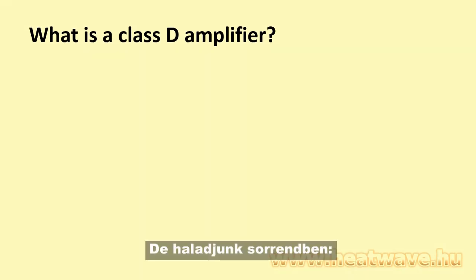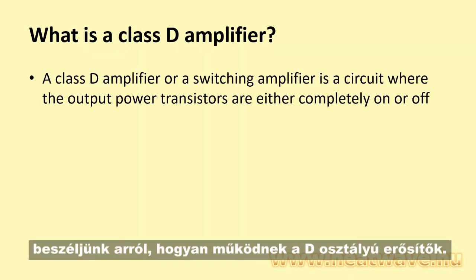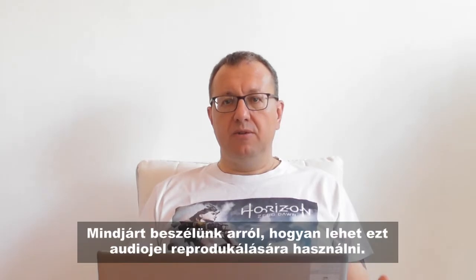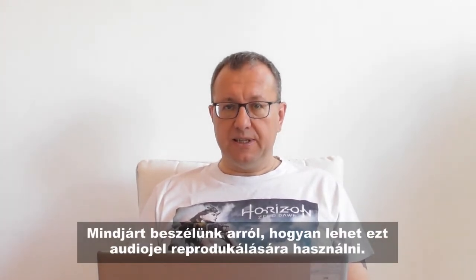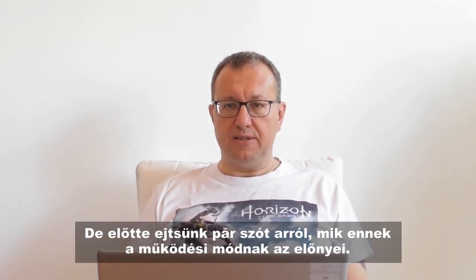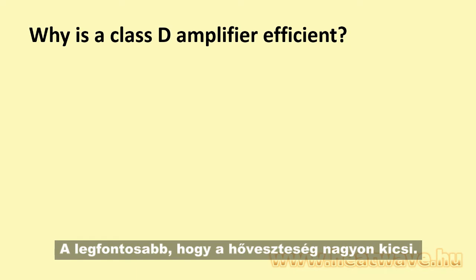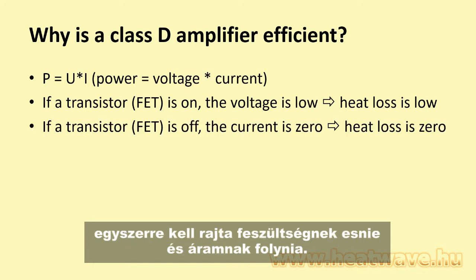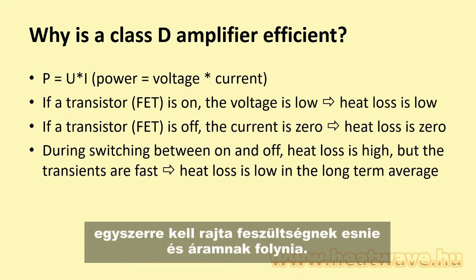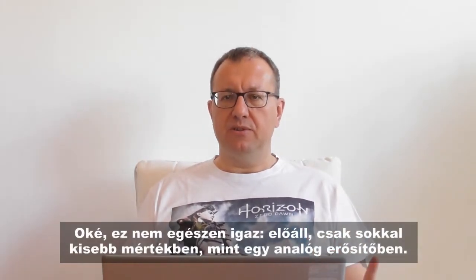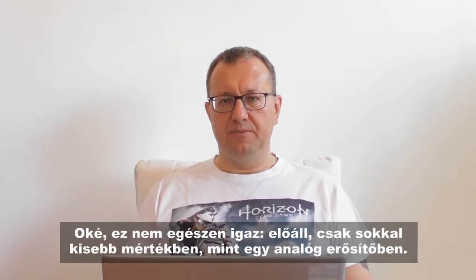But first things first, let's talk about how Class D amplifiers work. In one sentence, they switch the output transistors on and off very quickly. We will talk about how this can be used to reproduce an audio signal in a second. But before that, just a few words about what advantages this operation mode has. The key point is that the heat loss is very low. And the reason for this is that in order to produce heat, you need to have voltage over and current flowing through the same component at the same time. If you use a transistor as a switch, this never happens. Okay, that's not entirely true. It happens, but to a far less extent than in an analog amplifier.